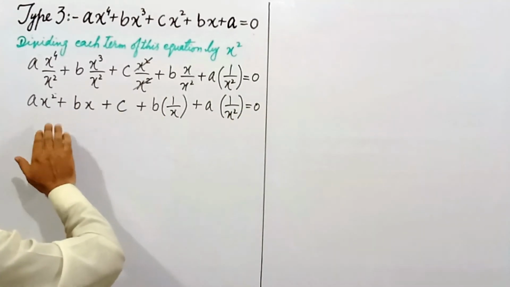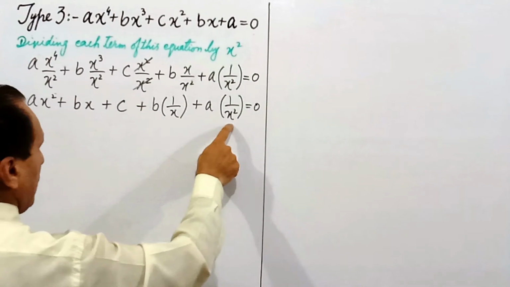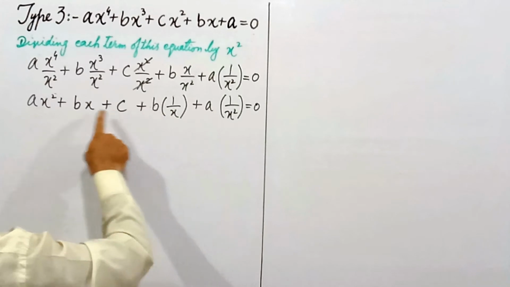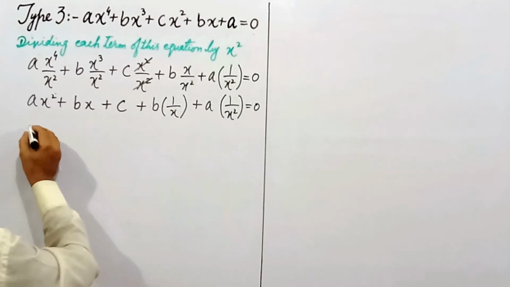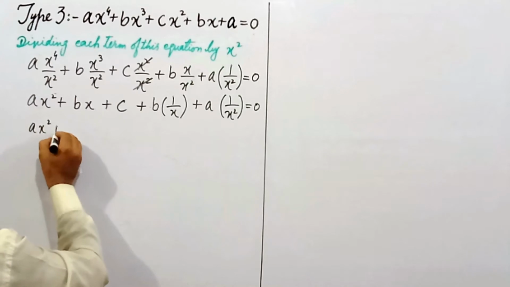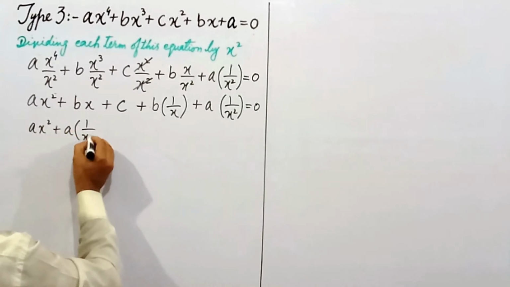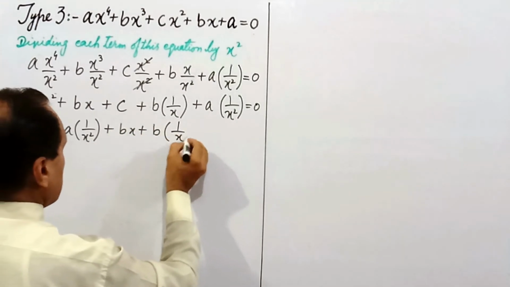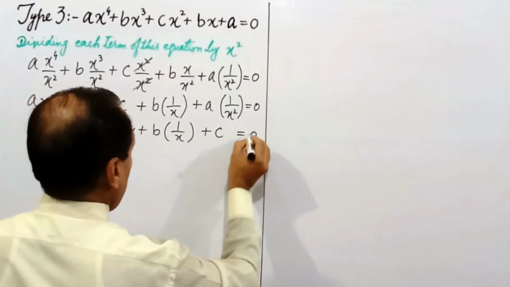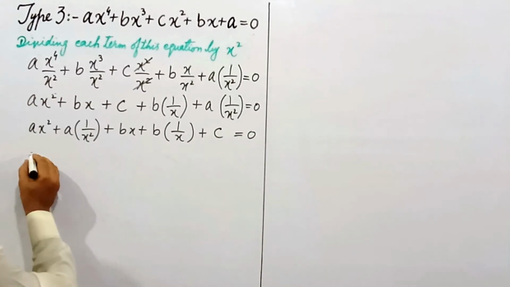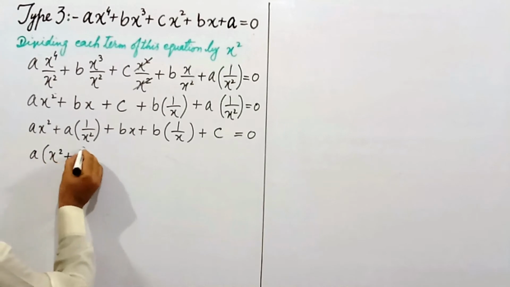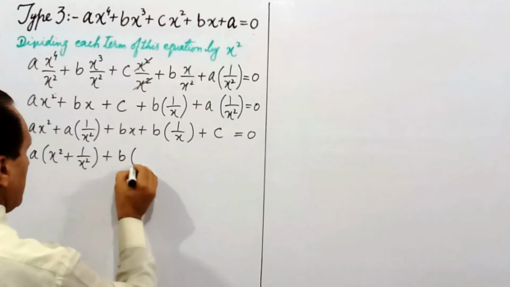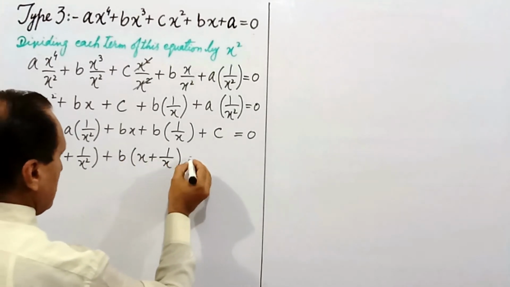We rearrange this equation as ax square and a into 1 over x square. In that we have a common, and in bx and b into 1 over x we have b common. So we rearrange this equation as ax square plus a into 1 over x square plus bx plus b into 1 over x plus c is equal to 0. Now we can take a as common, x square plus 1 over x square. If we take b common in these two terms, we have b into x plus 1 over x plus c is equal to 0.